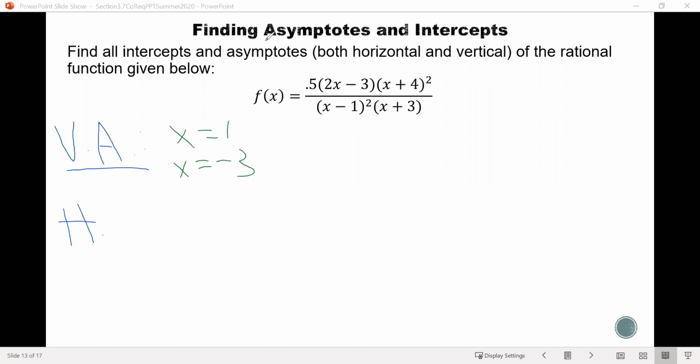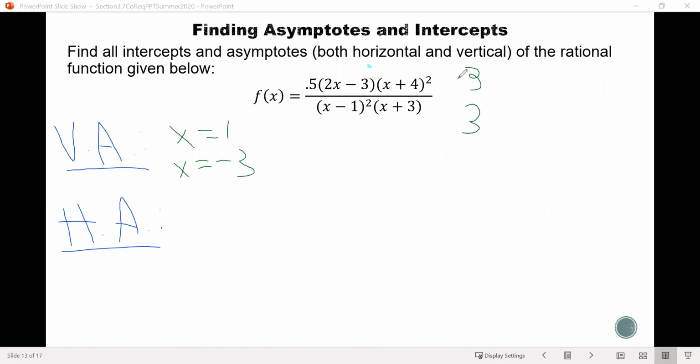For a horizontal asymptote, recall we have to look at the degree of both the numerator and the denominator. Notice in the numerator, we have 2x minus 3 to the first, times x plus 4 squared, and so that would give us a degree of 3 on the top. In the denominator, we have a 2 there and a 1 here, so that would also give us a 3. So we know that the degrees are the same in the numerator and the denominator.